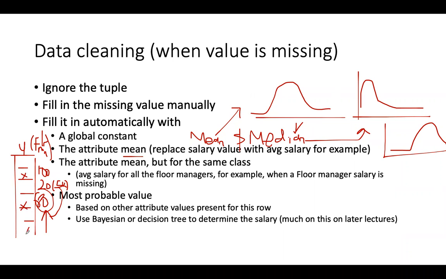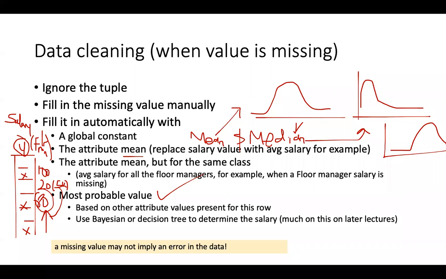Okay, so that's what we mean by replacing that with the attribute mean for this attribute here. So this attribute here, maybe we call this salary, right? This attribute is called salary. Okay. All right. And then the most probable approach is actually to use, let's see, the other best approach is maybe to determine that by using regression, okay, or maybe Bayesian.